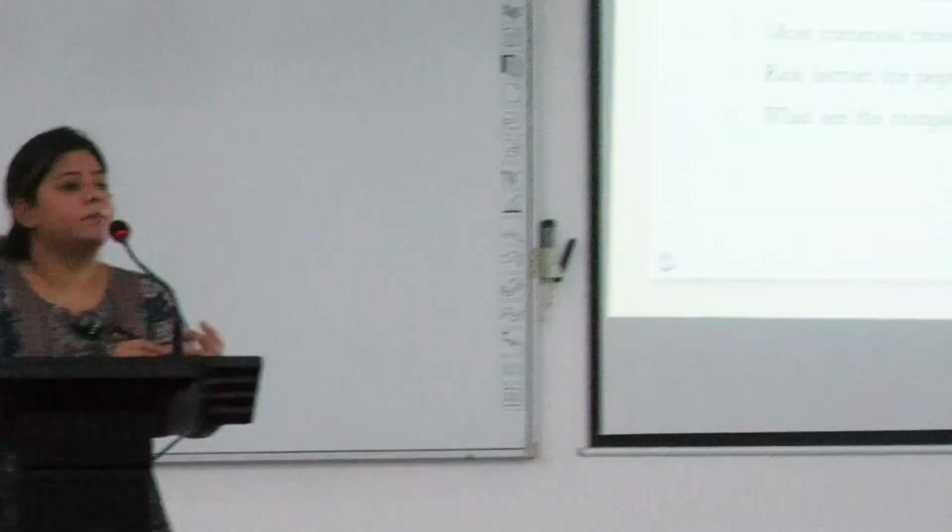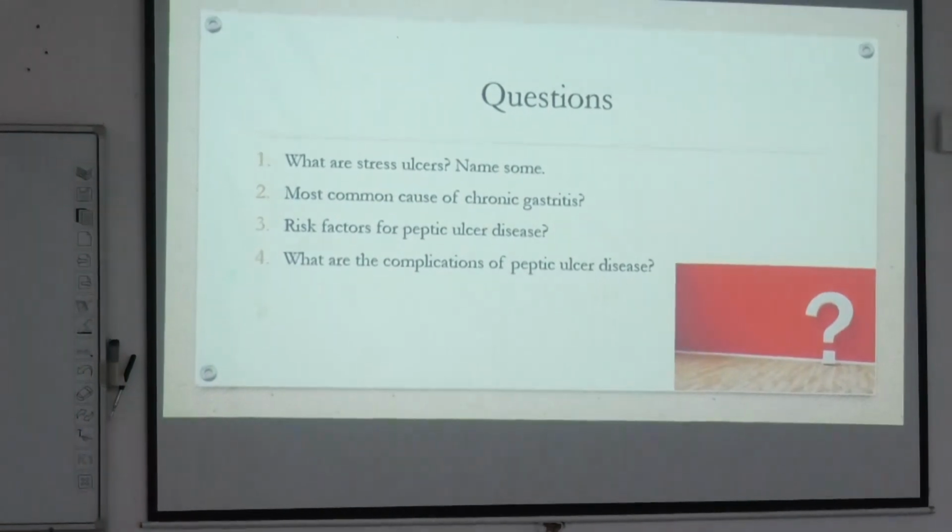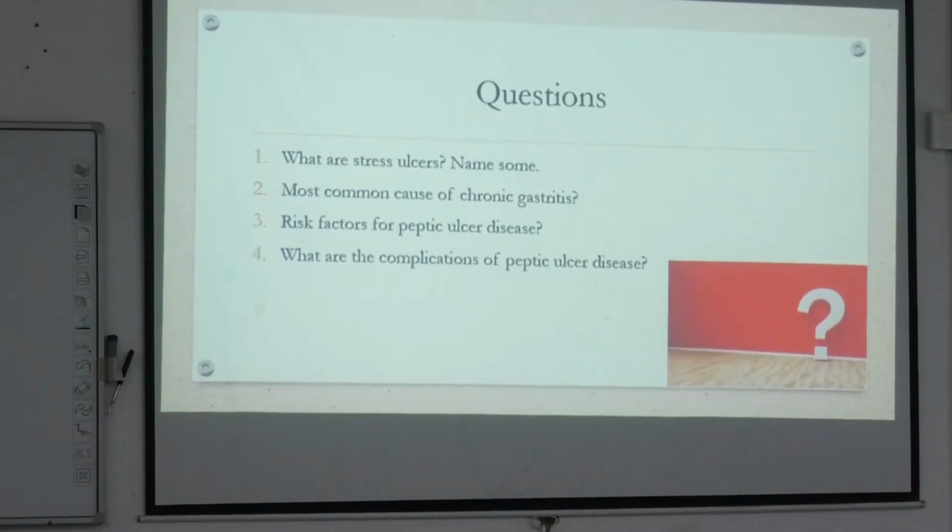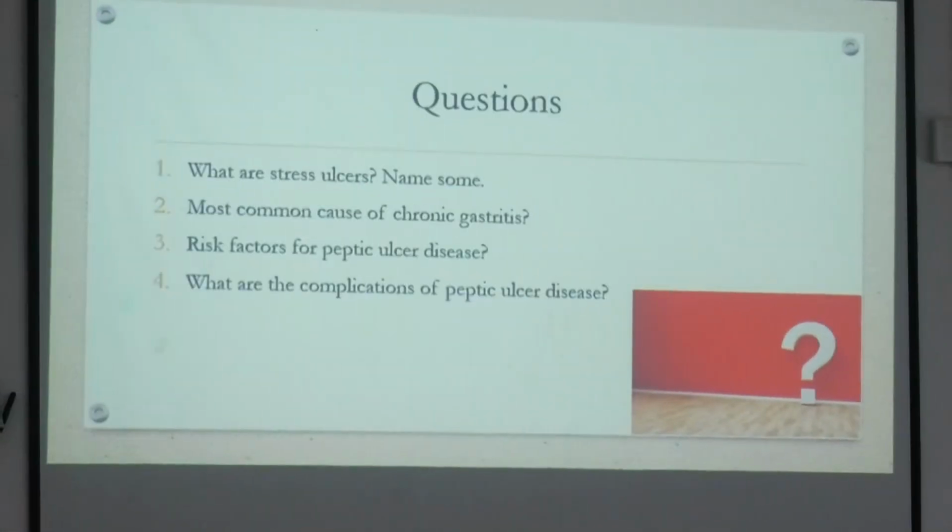Now, risk factors. Can you name some risk factors for peptic ulcer disease? Carcinoma. Yes, what are the causes of increased acid in the gastric mucosa? That is again the pathogenesis. I am talking about the causes.